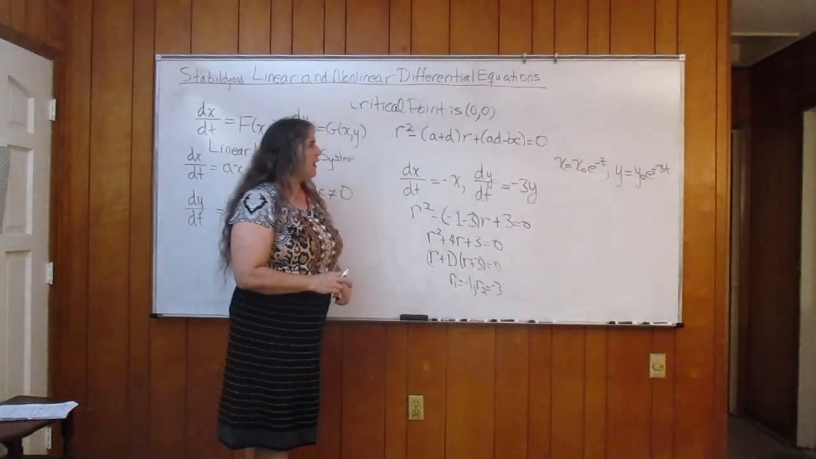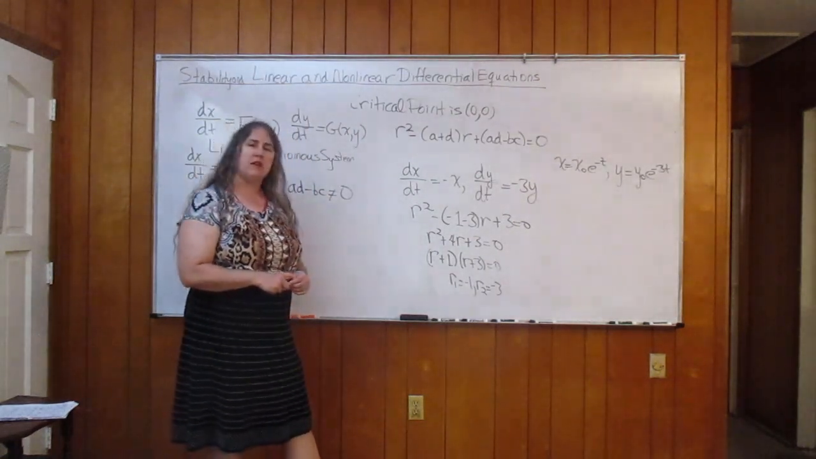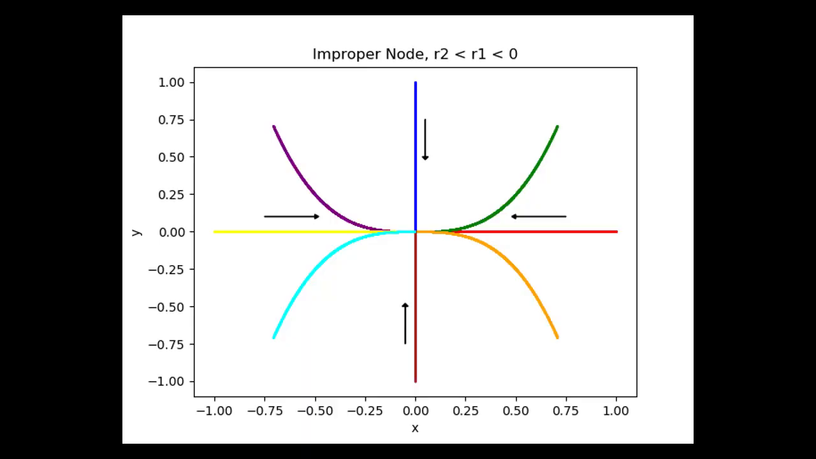Solutions will look like this. x is equal to x naught e to the minus t, and y is equal to y naught times e to the minus 3t. The roots of the characteristic equation for this system are negative and different. A trajectory that starts anywhere other than on the y-axis will approach a critical point along the x-axis.